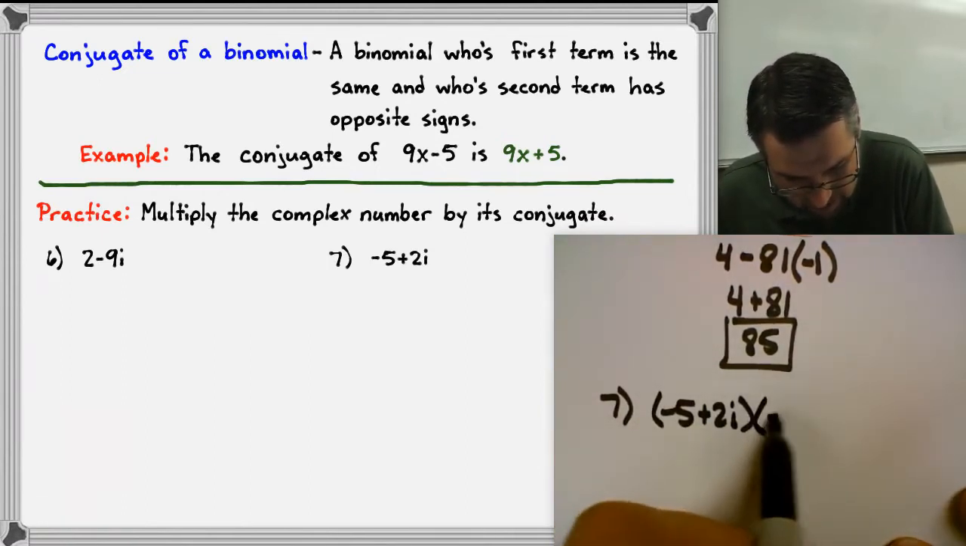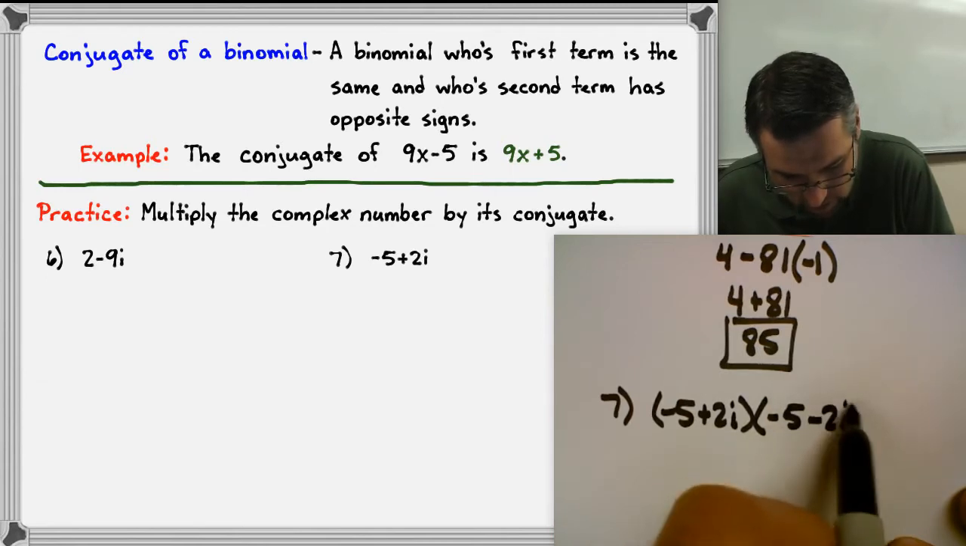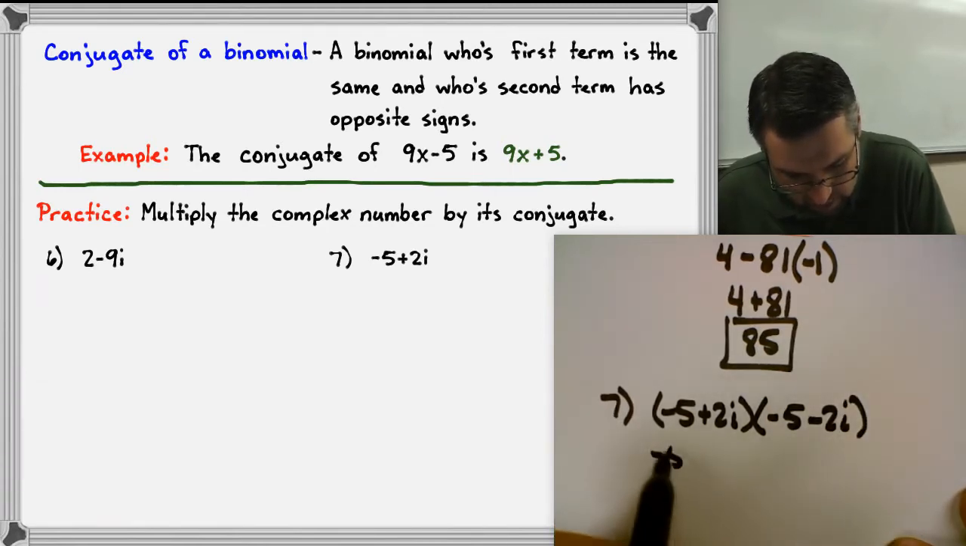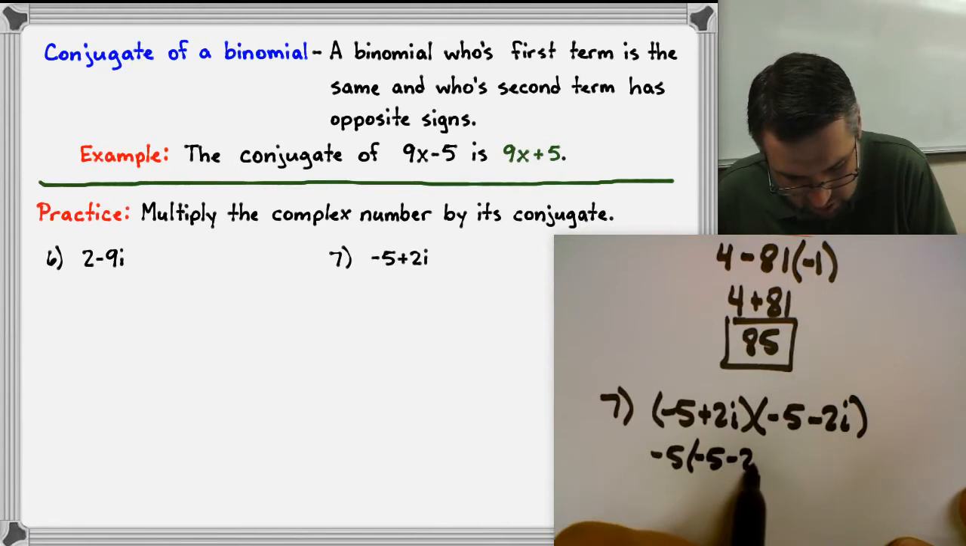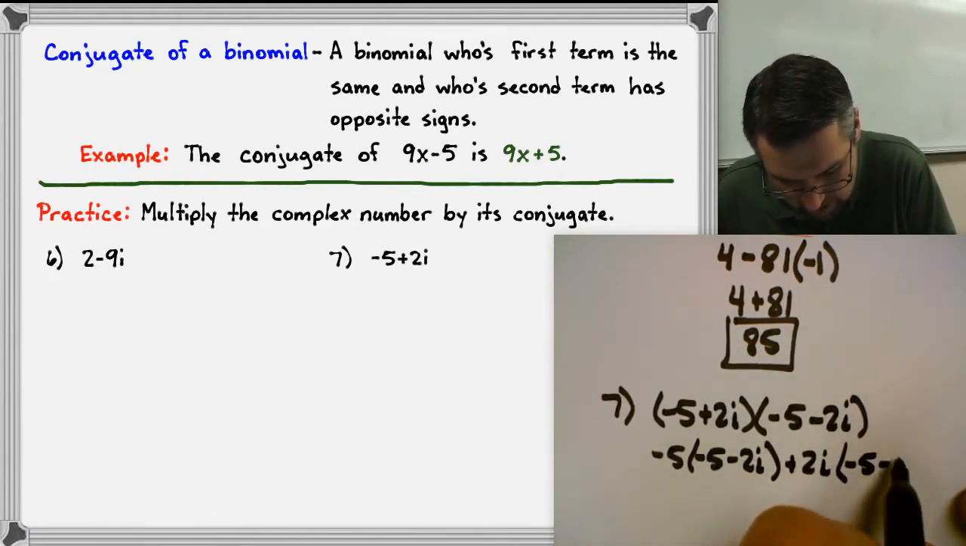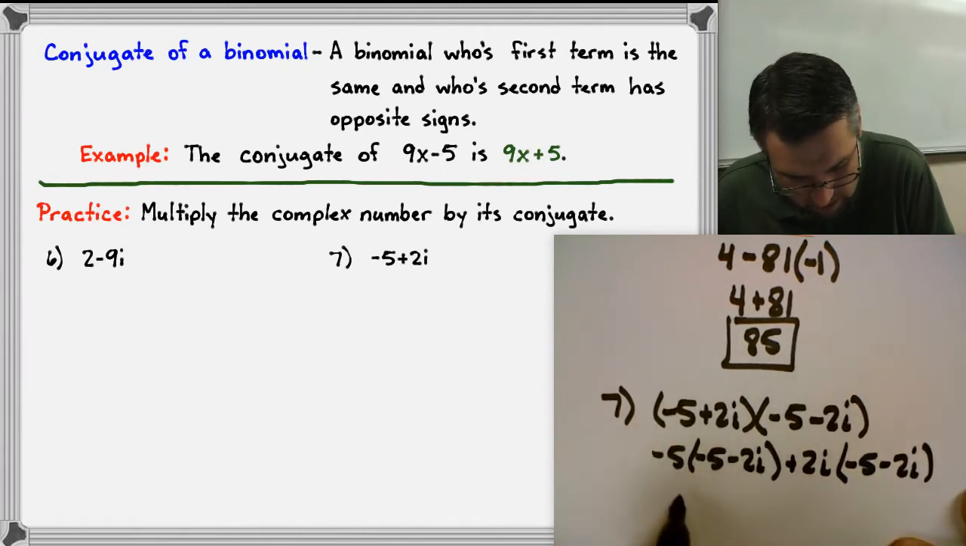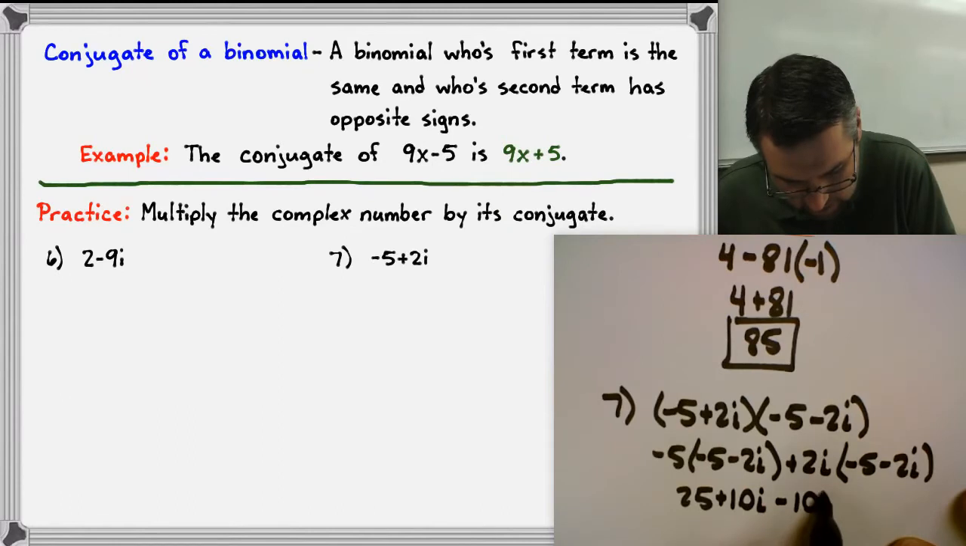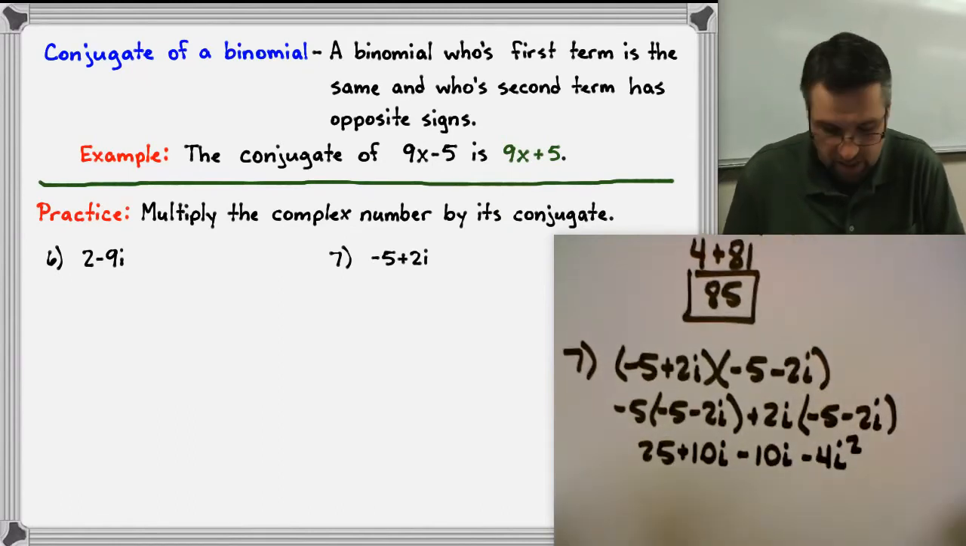Its conjugate would be negative 5 minus 2i. And then when we multiply that out, negative 5 times negative 5 minus 2i plus 2i times negative 5 minus 2i. And then multiply, we got 25 plus 10i minus 10i minus 4i squared. And so we can see that this is all starting to play out nicely.